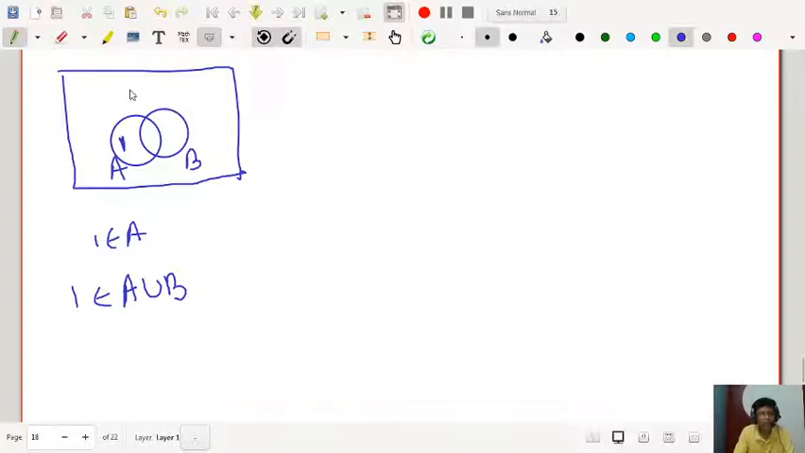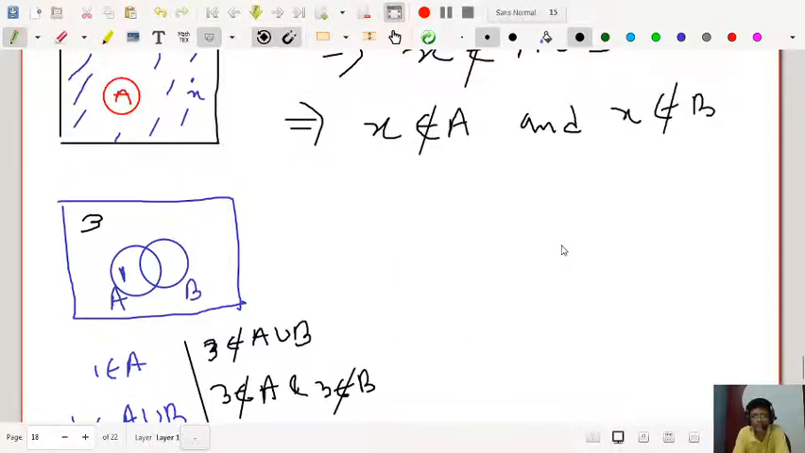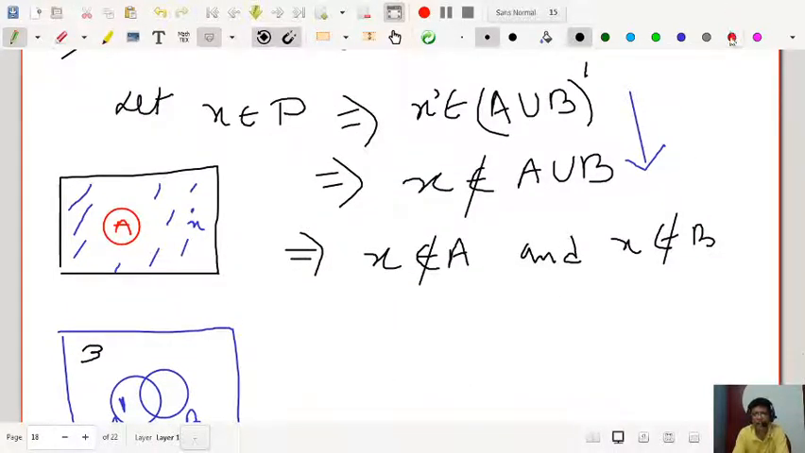Now, suppose outside you have one element, say 3. So 3 does not belong to the union. Look at that from the diagram. That implies 3 doesn't belong to A and 3 doesn't belong to B. Got it now? Yeah, I got it. So what I have written here, please check. Okay.